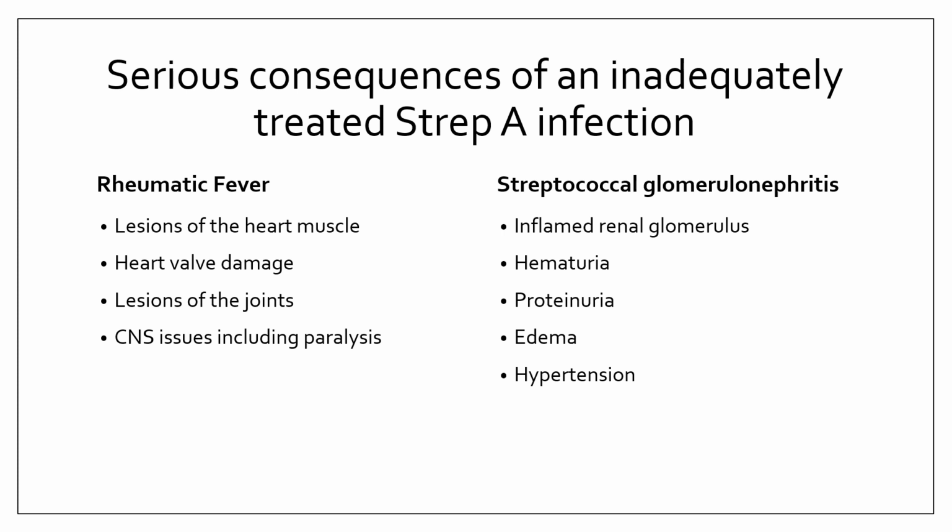Also in streptococcal glomerulonephritis, you're going to see hematuria, that's red cells in the urine, proteinuria, which is protein in the urine, edema, which is swelling, and also hypertension. So that's the clinical picture of streptococcal glomerulonephritis.